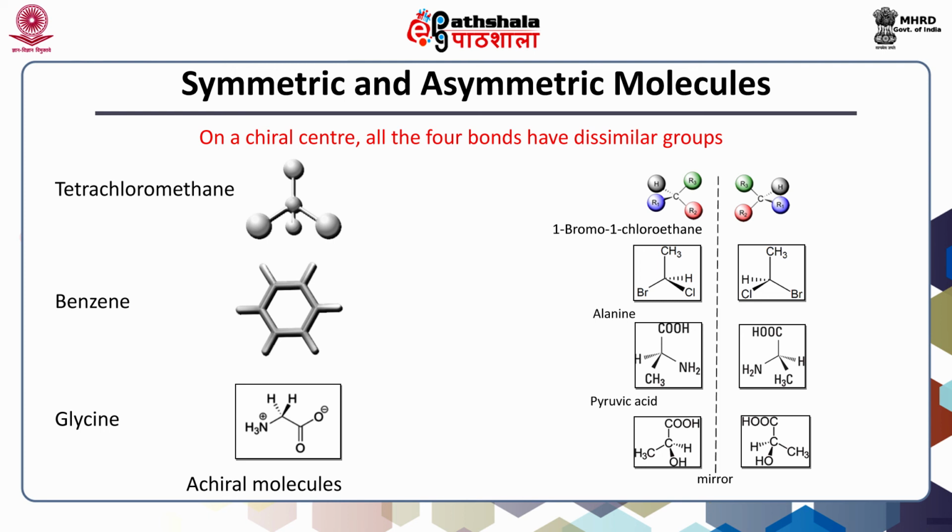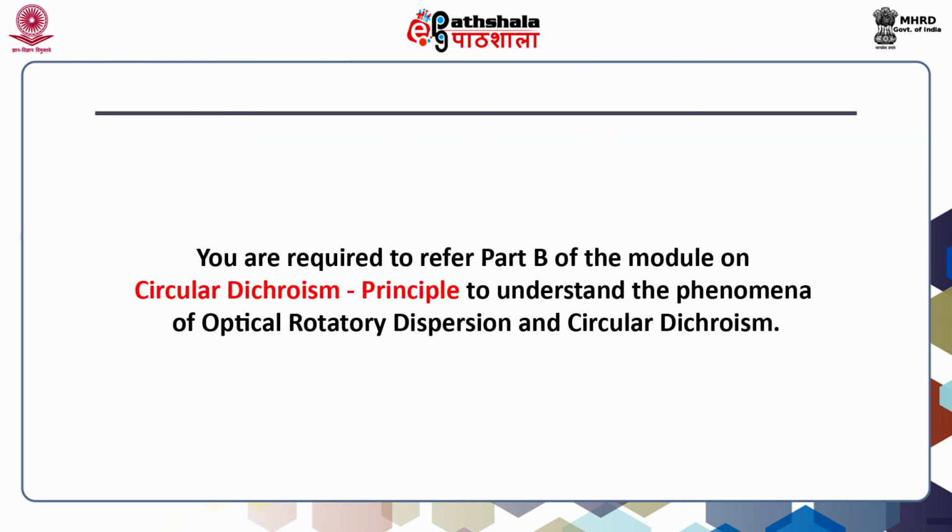In the next few slides, I shall explain how plane polarized light and circularly polarized lights are produced, as well as how they interact with an optically active medium in greater detail. You are required to refer to part B of the module on circular dichroism principle to understand the phenomena of optical rotatory dispersion and circular dichroism.